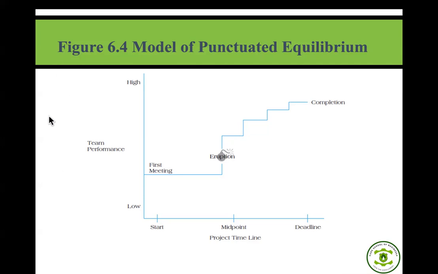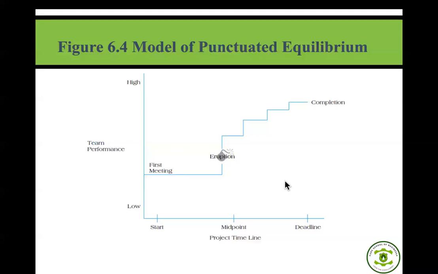So if you look at the graph or the diagram, on one axis here, we have team performance. On the other axis, the x-axis, we have what? The project timeline. So here at the first meeting, that's where everybody is coming together. And the performance is what? It's low. Then we have a period of erosion.